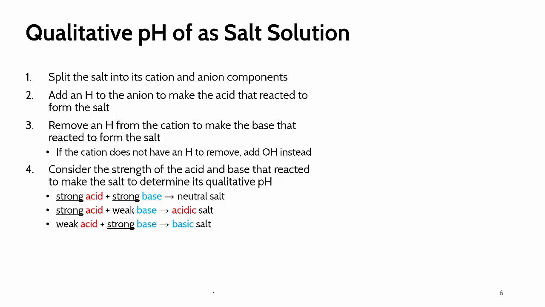So let's look at a couple of examples. First, we have NaCl. I'll start by splitting it into the cation component, which is Na+, and the anion component, which is Cl-. Next, I need to add a hydrogen to the anion to make the acid that reacted, so that would be HCl. And I need to remove a hydrogen from the cation, but there isn't one, so instead I'm going to do this lower step, which is adding OH. So it came from the base NaOH.